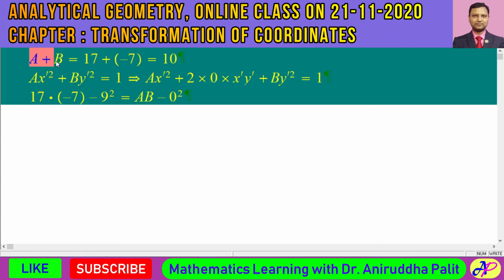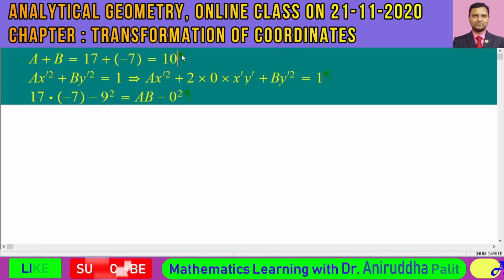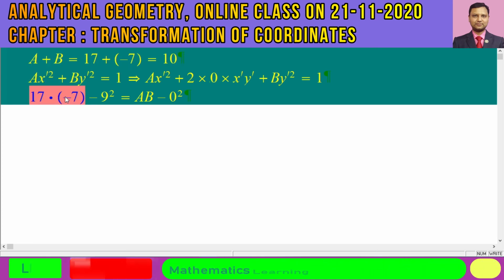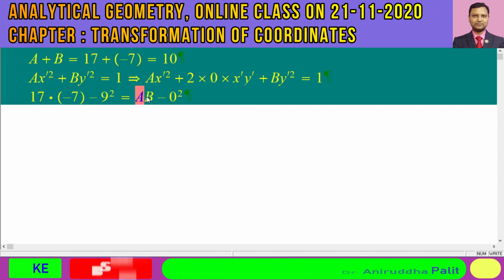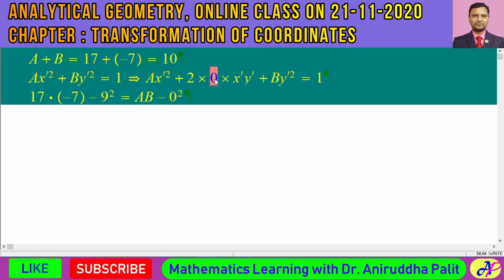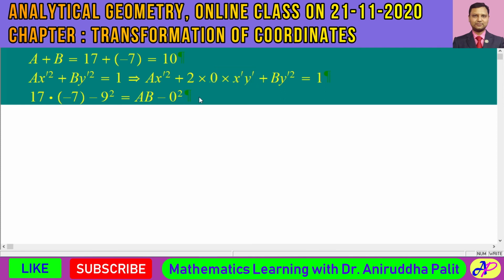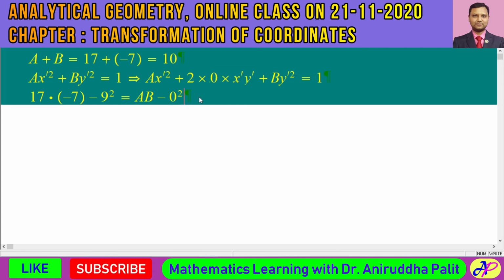One is the result a plus b is equal to small a plus small b, that is equal to 10. Another is small a into small b minus small h square, which should be equal to ab minus, in place of h we will have 0 because no term is there containing x prime and y prime. Okay. Did this become clear to you?